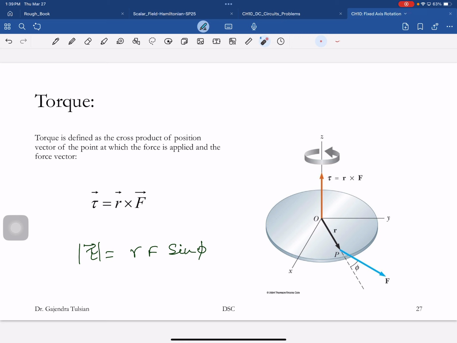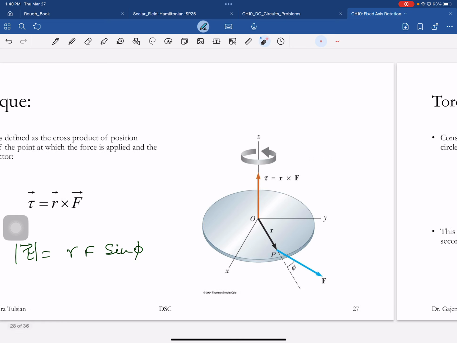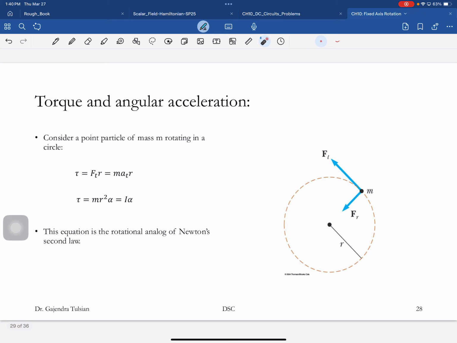Okay. What is sine 0? 0. So if you apply a force in this direction, you won't be able to rotate it. If you apply the force in that direction, pointing to the axis, you won't be able to rotate it. Okay? So when is the torque maximum? When this angle is 90 degrees, when the force is perpendicular to r. Okay? All right, so keep that in mind.